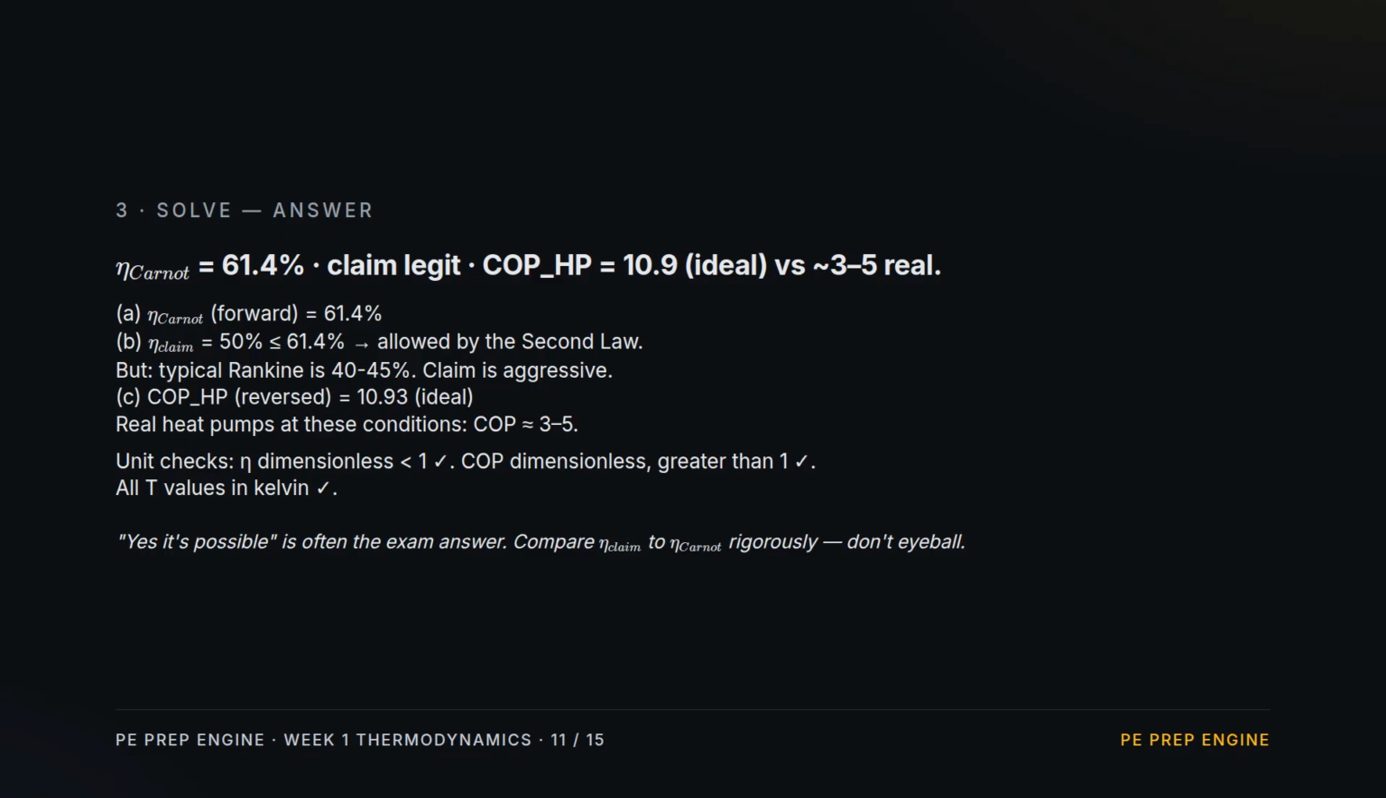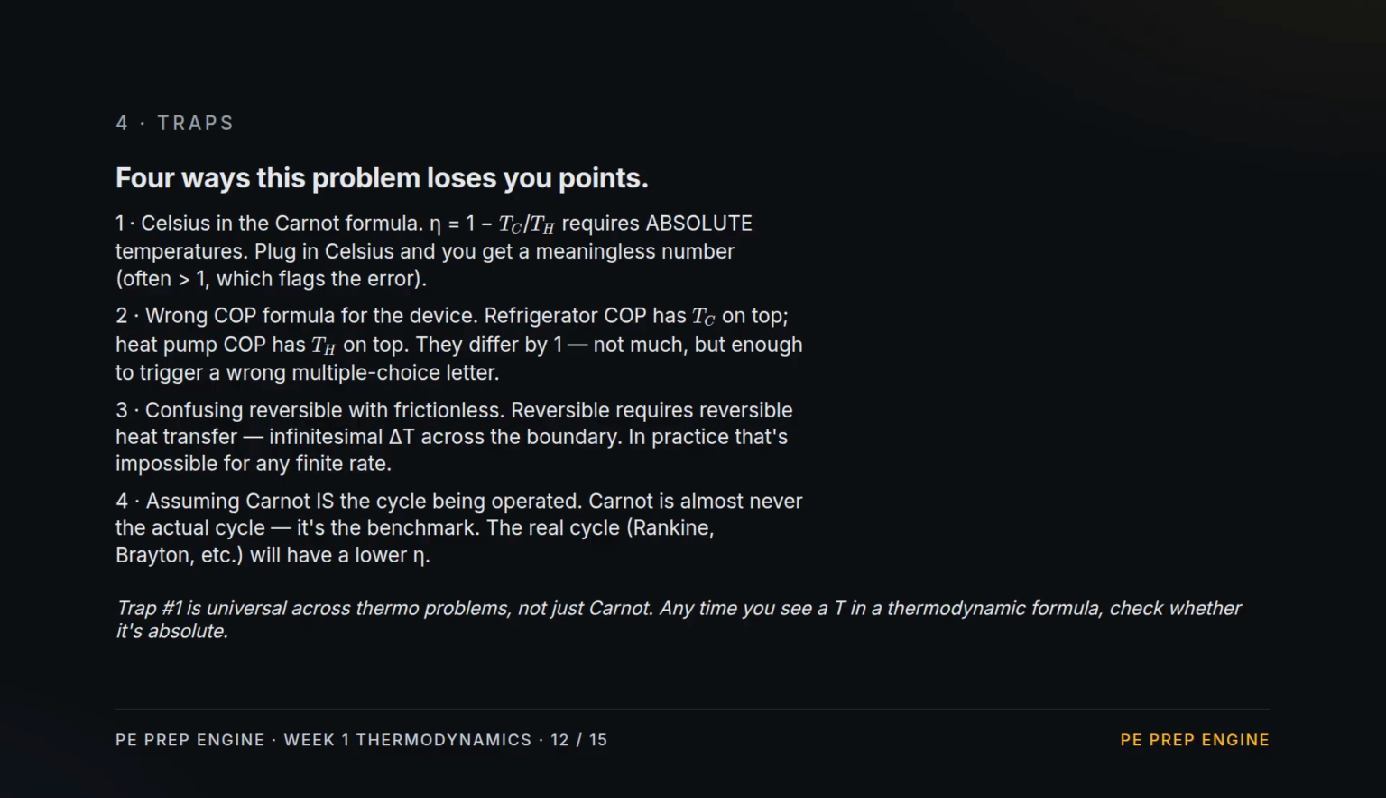Final answers. Forward Carnot efficiency is 61.4%. The 50% claim is allowed, but aggressive for real steam Rankine. Reversed heat pump COP is 10.9 ideal versus 3 to 5 real. Always compare claimed efficiency to Carnot rigorously. Don't eyeball. Traps. 4 ways Carnot problems lose points.